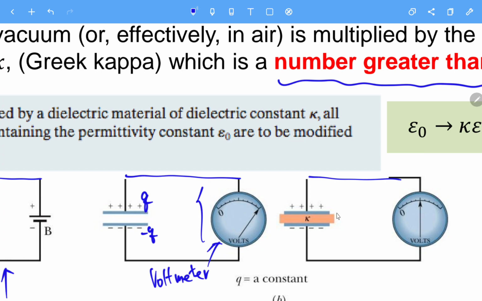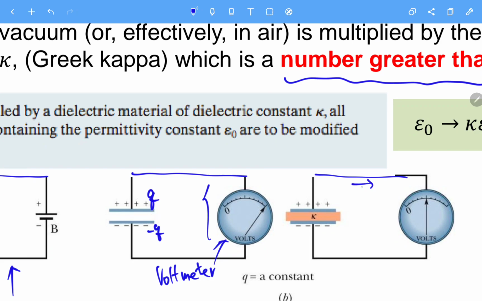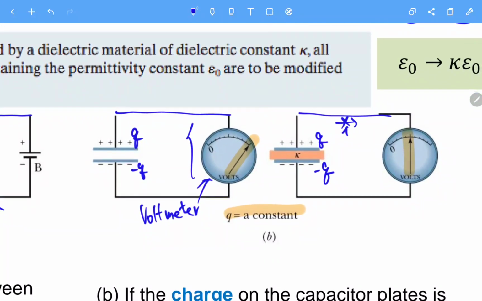And then after plugging in the dielectric inside the capacitor, okay, of course the Q doesn't change because there is no current going through. Okay, so the charge doesn't change at all. So here it says Q is a constant, but here you can see the voltmeter, the voltage becomes smaller, which means that here V becomes smaller.